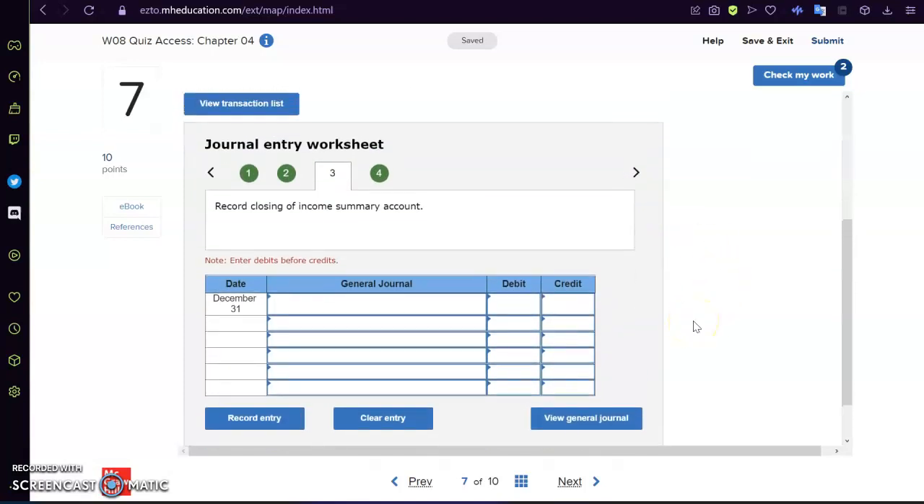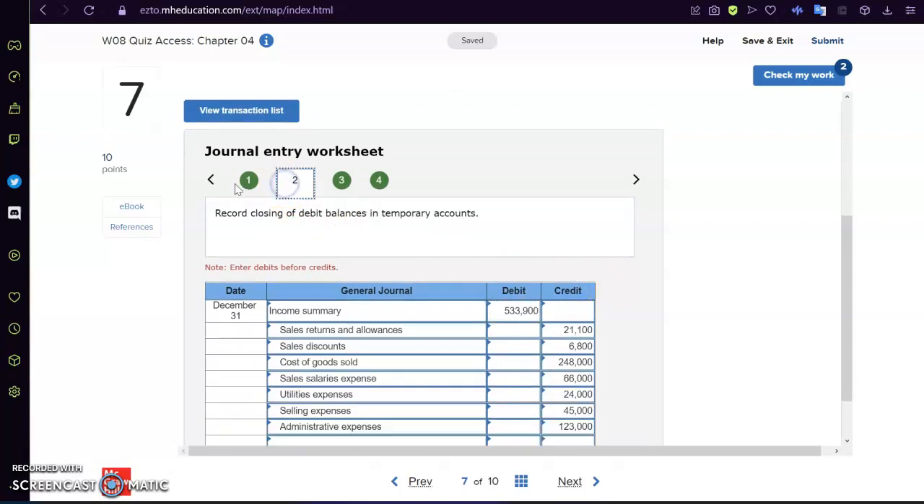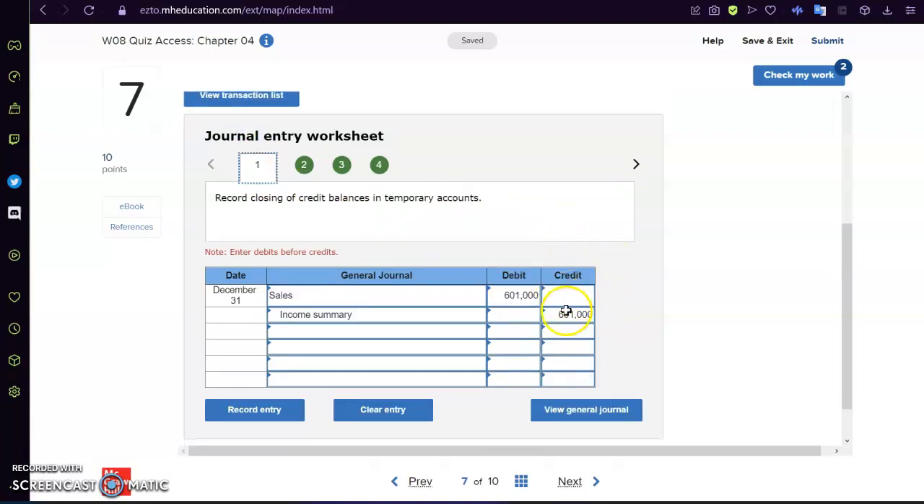For the income summary account, in this case, since the sales are higher than the expenses, it's going to be a credit balance, meaning we're going to need to debit it to close the income summary account. So for the income summary, we have income summary here. And of course you'd calculate the difference between these two. So the difference is, I've already done it.